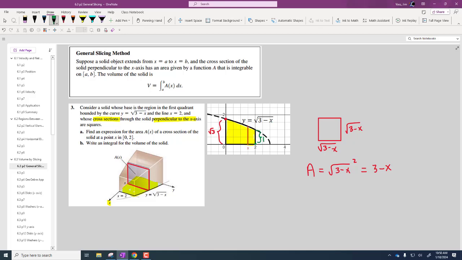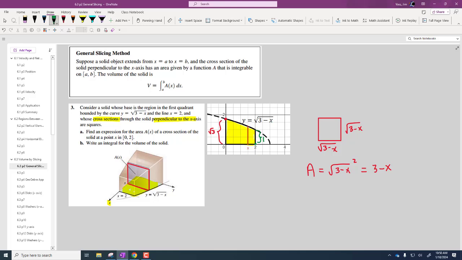Because if we plug x equals 2 in there, 3 minus 2 is 1, square root of 1 is 1. And if we plug that 2 in right there, we get a 1. So that square on the end is a 1 by 1 square, which will have area 1. So we can find it by thinking that each side length of this square is 1 and 1. Or you can take the 1 and plug it in right there and get your area. Or the 2, plug in the 2 right here and get your area.